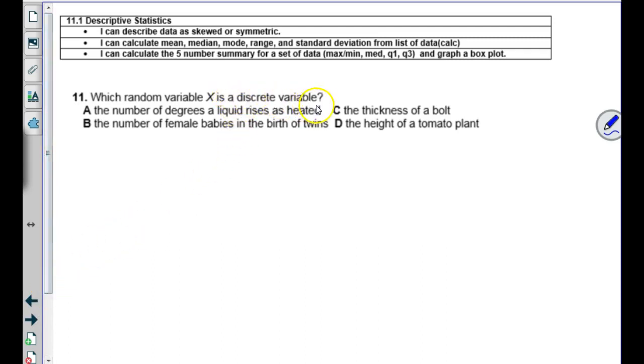You remember discrete versus continuous, guys? We skipped this question, number 11. Which one is whole numbers? Continuous is when it can be. So which of these has to be a discrete variable? Number of something. Everything else could be measured as a decimal, right? The temperature, thickness of a bolt, height of a tomato plant, those can all be measured to like the nearest 10th or 100th or something, or 16th of an inch or whatever, 10th of a degree.